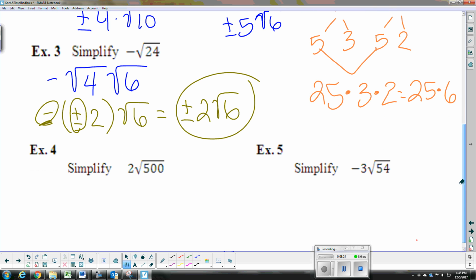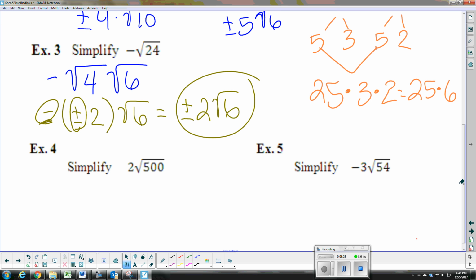All right, now these next ones have a coefficient outside of the radical. We're going to keep that there, just like we kept the negative sign there in the last problem.